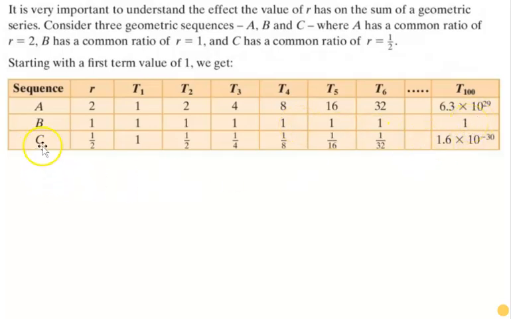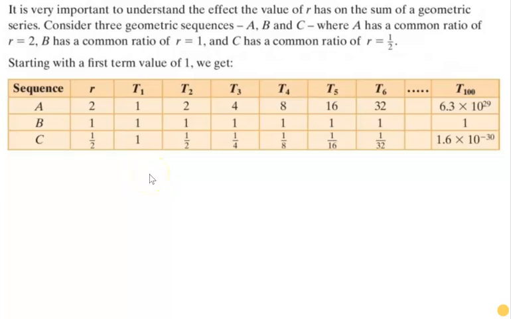Then sequence C, the common ratio is a half this time. The important thing here is that it's less than 1. We don't really care that it's a half, just that it's less than 1. So again, starting at term 1, 1 times a half is a half, times a half is a quarter, times a half is an eighth, and so on. And we end up with a really small number for term 100.